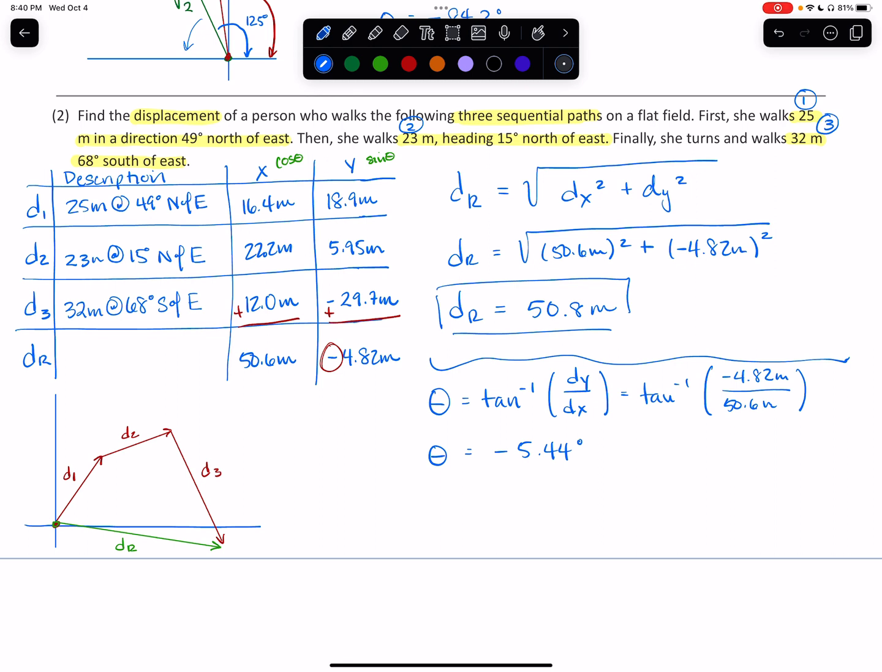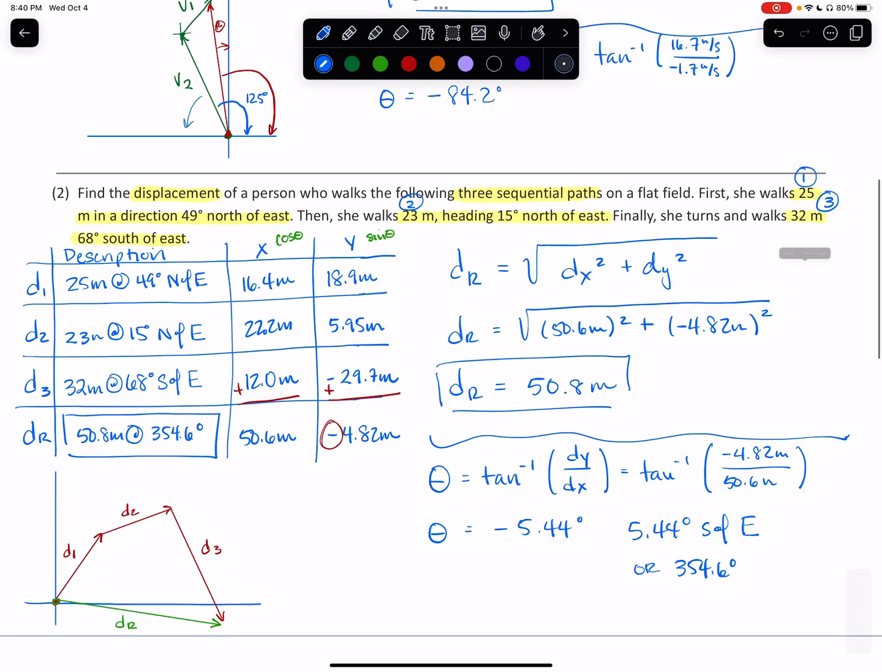All right, we are south of east, so you can either say 5.44 degrees south of east, so just barely on the other side of the x-axis, or you can wrap it all the way around from 0 towards 360, and we are at 354.6 degrees. Either will work, all right? And then for our final answer up here, we include both of those pieces, 50.8 meters at 354.6 degrees.